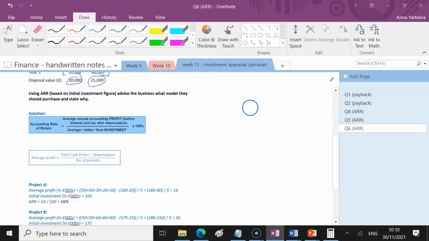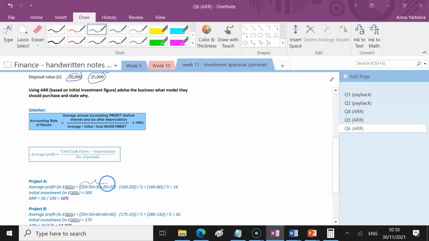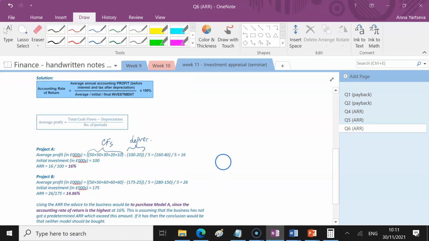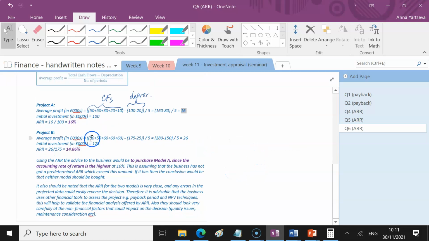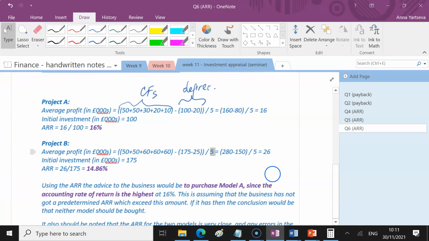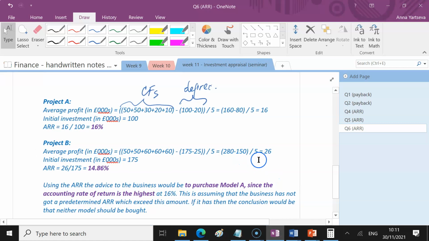Plug in these figures into our formula. This is the sum of total cash flows from the table. This is our depreciation. We take the difference and divide by the number of years, which is 5, right? And we will be able to work out the profit for this particular model equal to 16,000 pounds. For the second project, we do the same thing. We take our cash flows, remove depreciation, divide by number of periods. By the way, the number of periods can be different for different models, for different projects. Different equipment can have different lifetime, but you calculate the average profit in the same way.